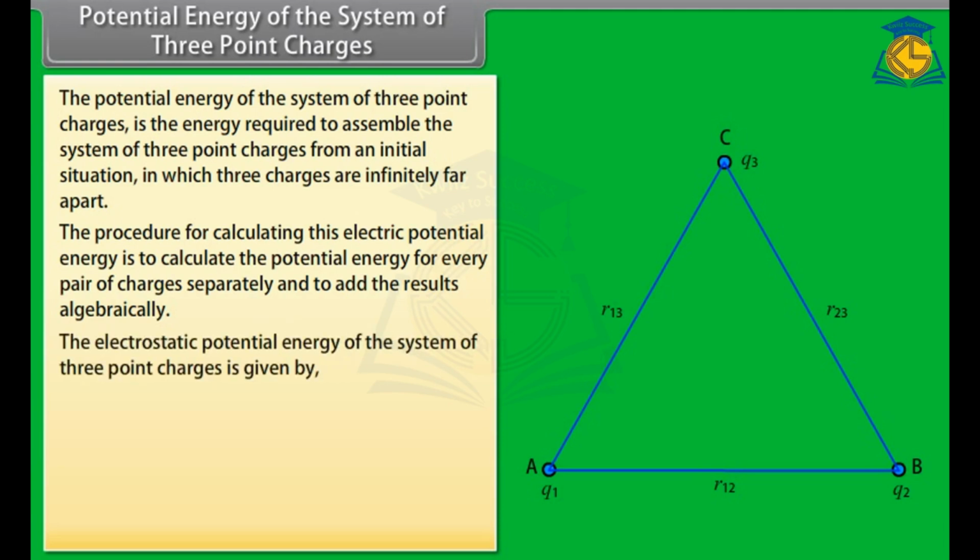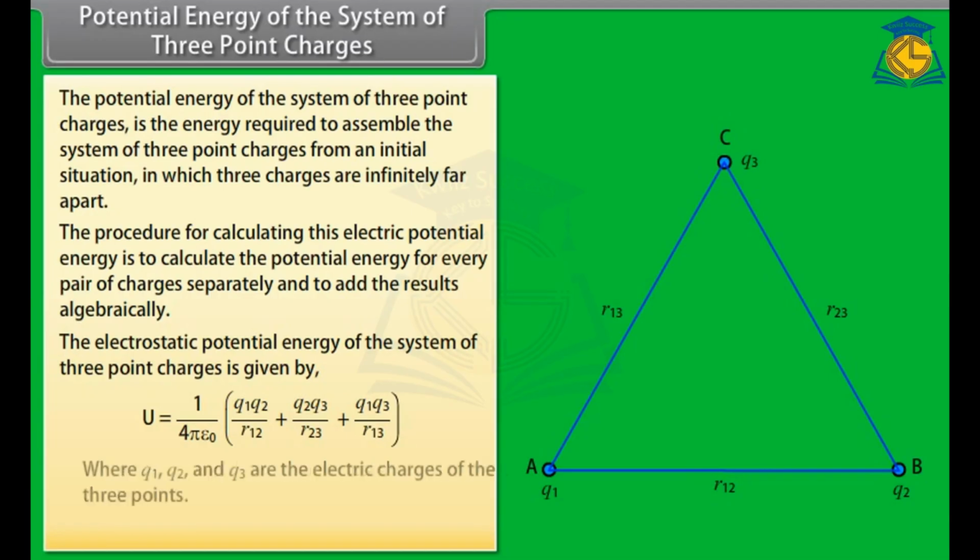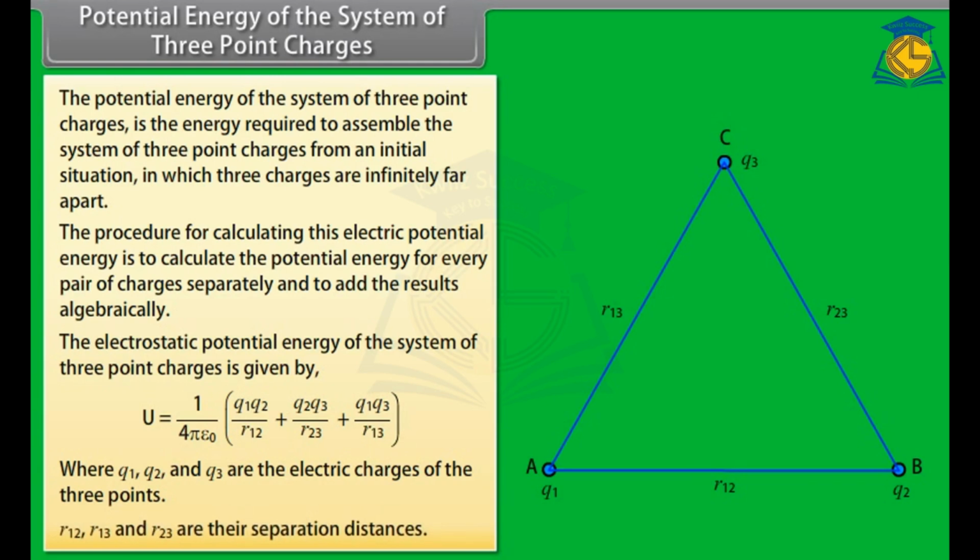The electrostatic potential energy of the system of 3 point charges is given by U is equal to 1 upon 4 pi epsilon naught multiplied by Q1 Q2 upon R12 plus Q2 Q3 upon R23 plus Q1 Q3 upon R13, where Q1, Q2 and Q3 are the electric charges of the 3 points, and R12, R13 and R23 are their separation distances. Potential energy of an electric dipole in an external field.